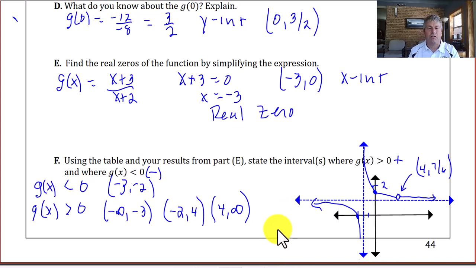So there's a good summary of that particular rational function, and you will get some more practice with this when I see you in class.